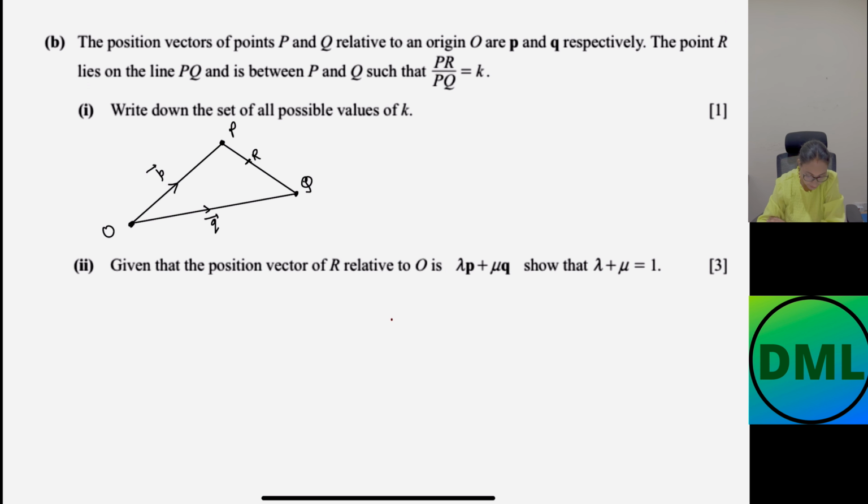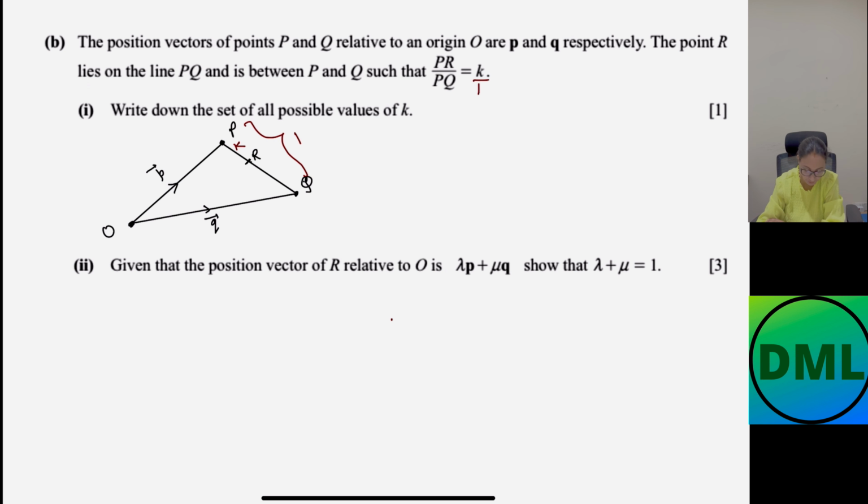As we can see, here we have drawn vector P and vector Q, and the origin is here. The OP vector is given by vector P and the OQ vector is given by vector Q, because these are the position vectors we have. R is the point that lies on the line PQ, such that PR to PQ is K. We can write this as K is to 1. So our ratio PR is K and the PQ length is 1. We need to write down the possible values of K.